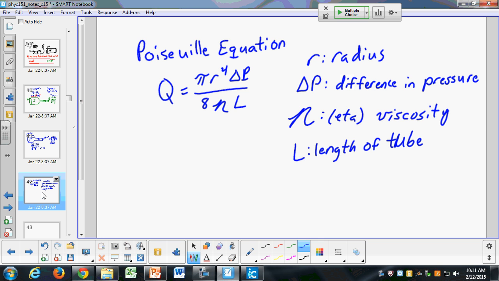This is not really relevant, but if you have a long piece of hose, then you have to provide a greater pressure differential. And if you don't take your mouth out quickly enough, then the gas comes in your mouth. That's kind of gross. Don't recommend it for anybody. Okay, so anyway, this is the Poiseuille equation.